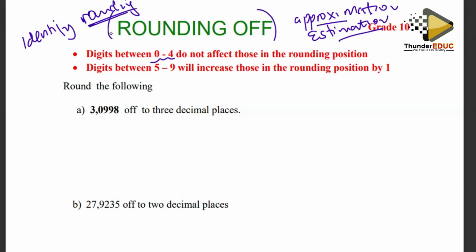If the question tells you to round off to 2 decimal places, the second decimal place becomes the rounding position. Our interest will be the numbers that come immediately after the rounding position. If they're between 0 and 4, they are not going to affect whatever is in the rounding position. If the digits are between 5 and 9, then they will increase the rounding position by just a 1. Let's give an example.